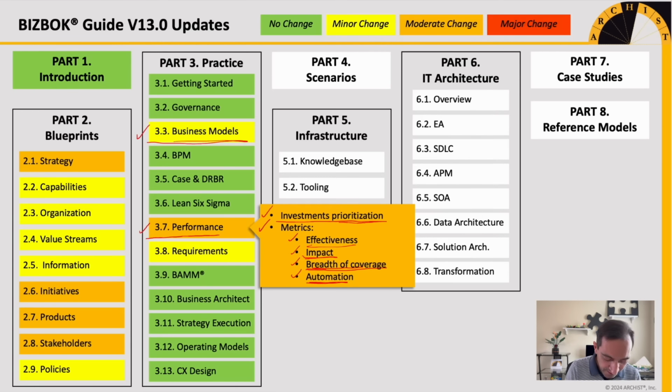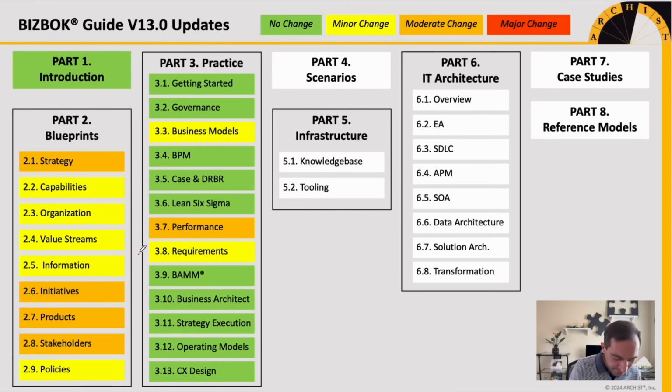And finally, the automation, which identifies the level of automation of a business capability. So those are a few of the moderate changes that we see in section 3.7 on performance measurement. And then under section 3.0 on requirements, we just see a minor change in the Metamodel under this section, and that's the decomposition of objective and also initiative. So those two decompositions have also been added in the business architecture Metamodel. The rest of the sections, we see no changes.